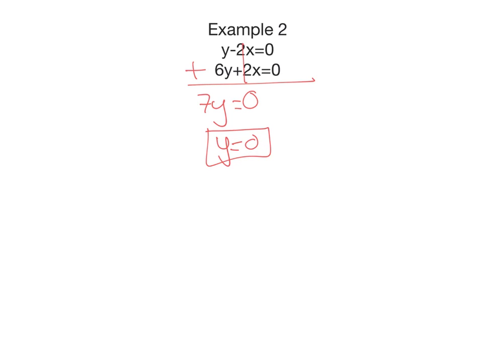Okay, now I want to find my x value. What do I plug 0 into? Either one. Okay, I'm going to go with the second one. So 6 times 0 plus 2x equals 0. 6 times 0 is 0, that goes away. 2x equals 0. 2 times what will give me 0? 0. So x equals 0, and my final solution is 0, 0.